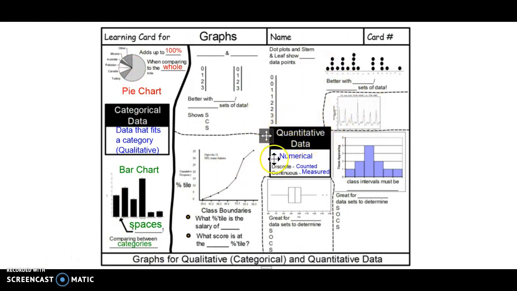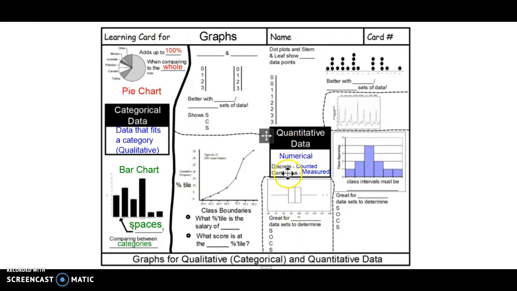Now let's move on to quantitative data. Quantitative data is numerical data. So anytime you're collecting numbers, it is quantitative data. There are a couple of exceptions to that, and we've talked about that in class, but for the most part, if it's numbers, it's quantitative data. Now, quantitative data can be broken into two types of data, discrete and continuous.